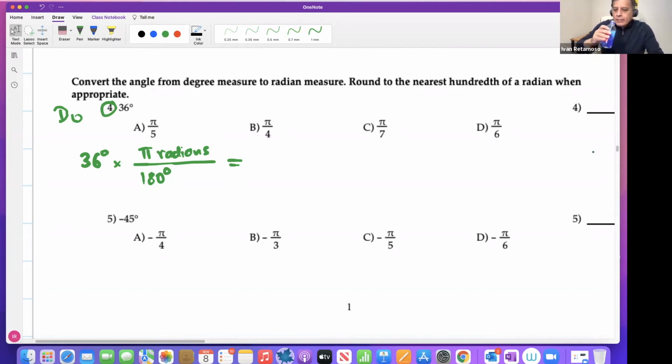Remember to simplify your answer, right? I see some activity on the chat room. Let's check. Gabriela. Very good, very good. Excellent. Look, degrees cancel with degrees, right? So we end up with 36 on the top, 180 on the bottom, pi there, that we should leave alone, and radians. All right.